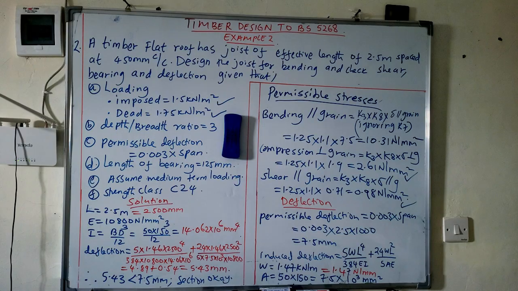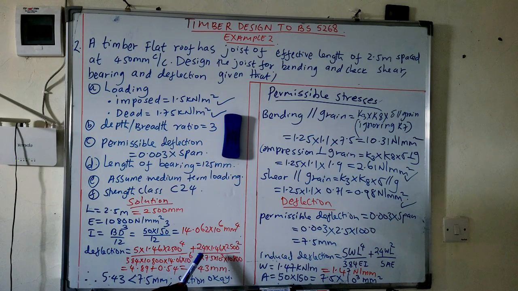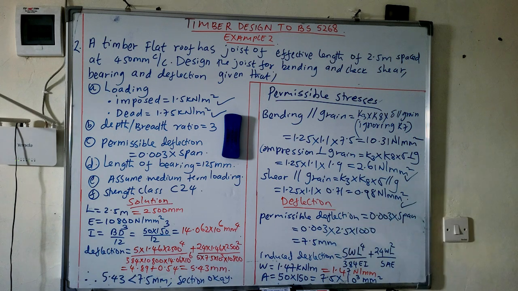So the deflection is equal to, we can now insert these values into the formula. So we will have 5 times 1.46 times 2,500 to the power 4 over this, plus 24 times 1.46 times 2,500 square over this. So you will get 4.89 plus 0.54. So the final answer is 5.43 millimeter.